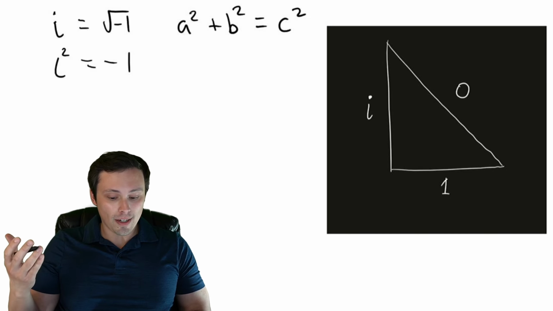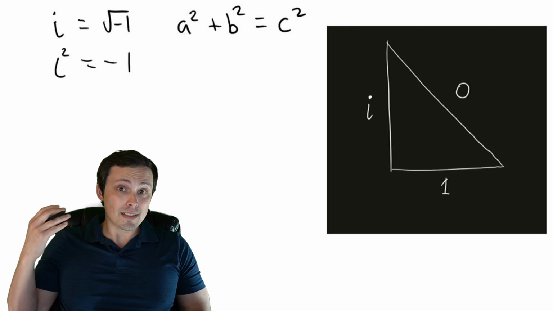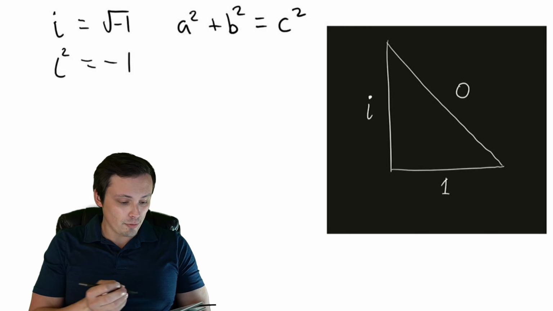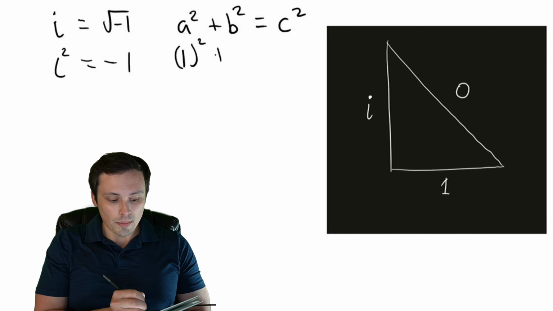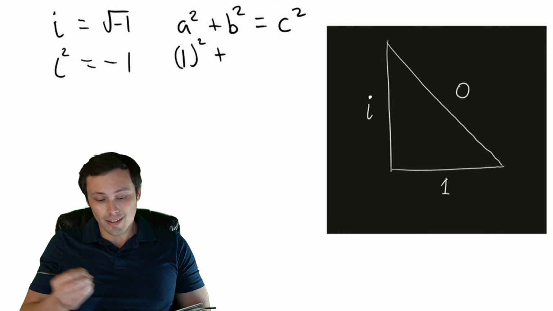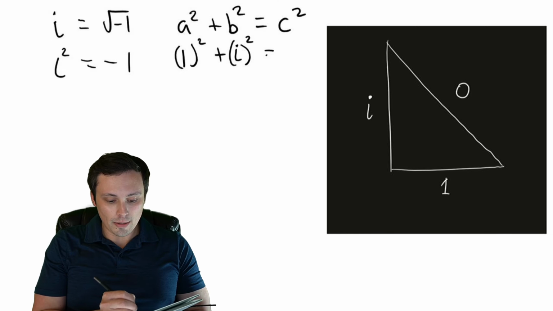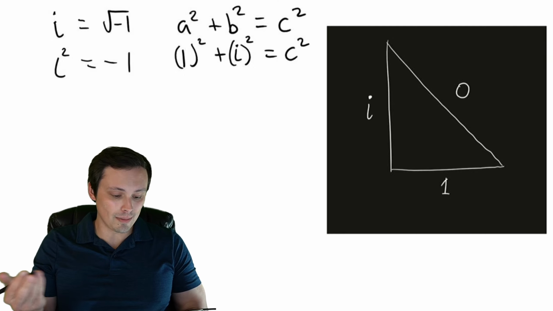Neat. So in this problem, a and b are the 1 and the i, and the 0 is the hypotenuse. Well, let's see what we get. If we plug in a 1 for a, 1 squared, plus b will be our i squared, and then that will equal c squared. And let's see if the hypotenuse comes out as 0, and it should now be obvious that that's the case.